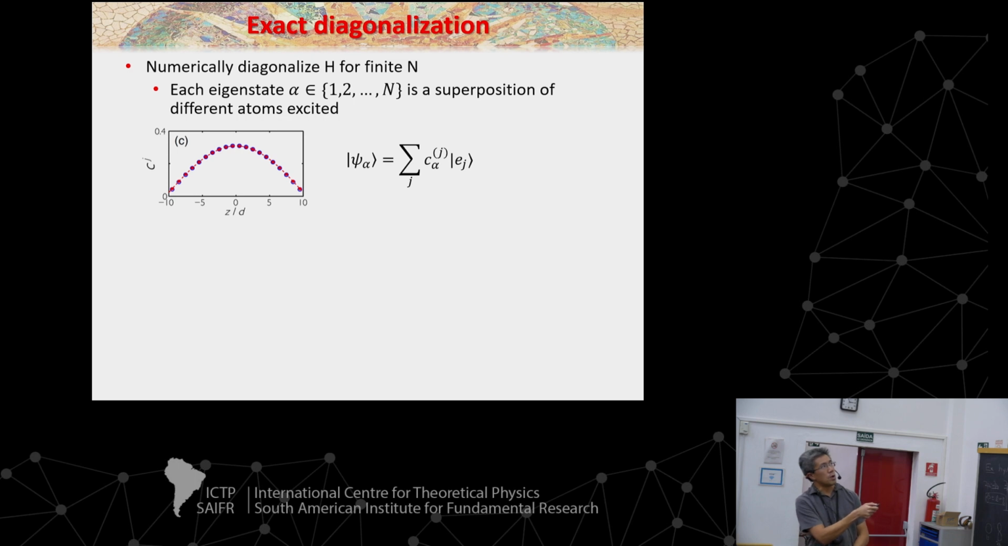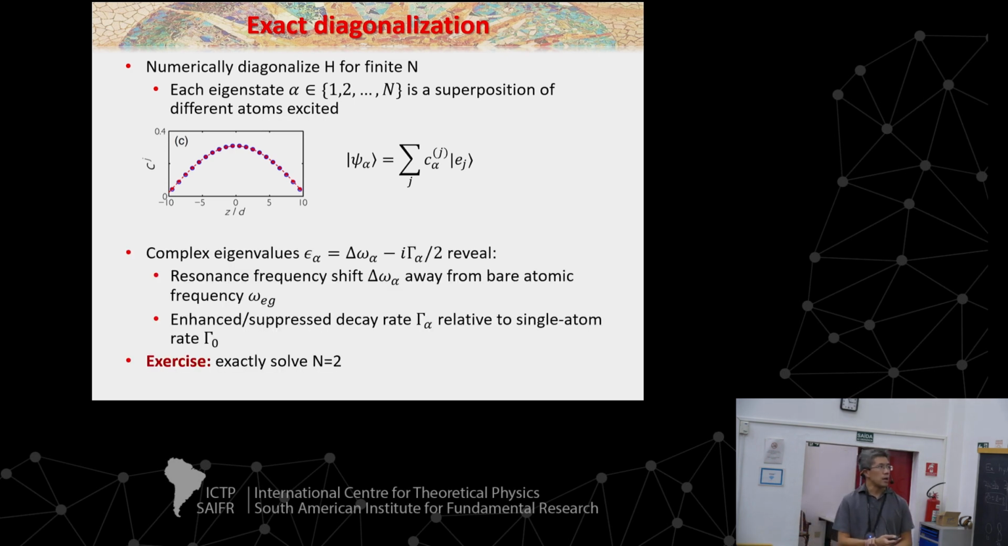If you were to take one particular eigenstate at random, you can plot out actually the amplitudes. So what I'm plotting here is the amplitude of atom j to be excited along the chain. This particular eigenstate looks like kind of half of a standing wave. Other eigenstates could look more complicated.